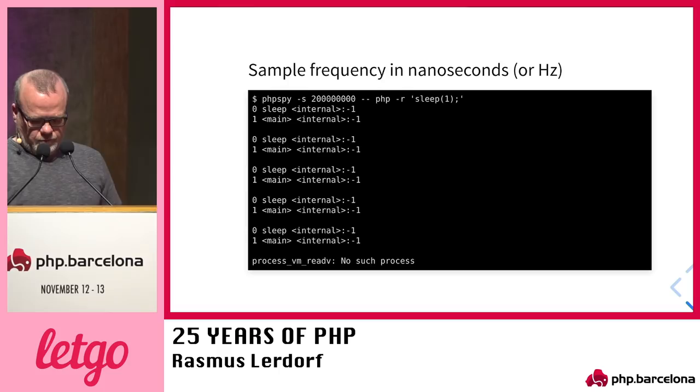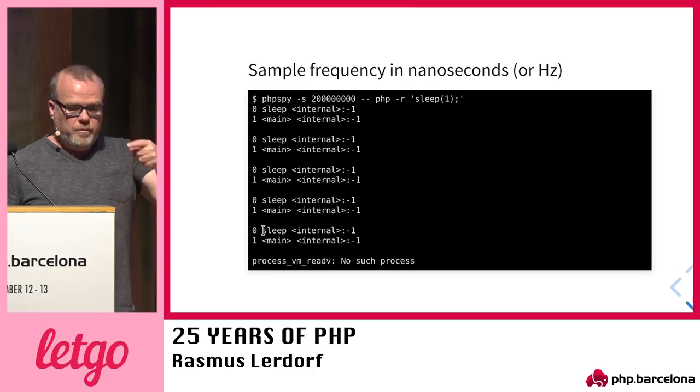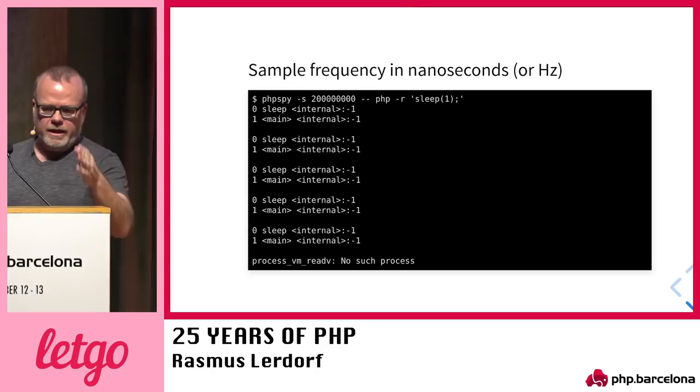So here, every 200 milliseconds, I'm checking to see what this PHP process is doing. And since it's just sleeping for 1 second, we end up seeing 5 backtraces from main to sleep. So it's like every 200 milliseconds, I'm asking, what are you doing? I'm sleeping. Okay? So we get 5 of those.